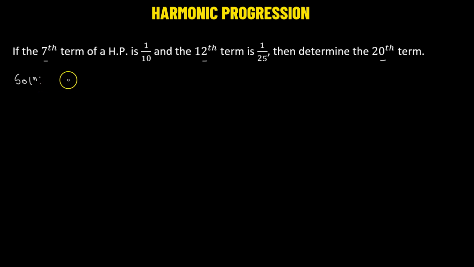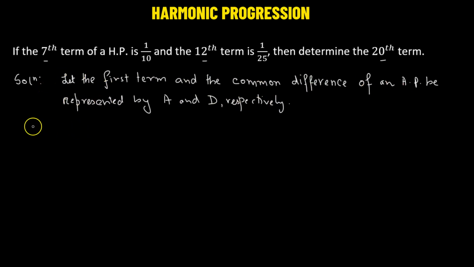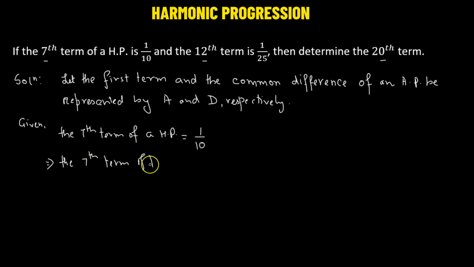difference will be specified. Now according to the problem, we are given the 7th term of our HP. Its value is 1 over 10. If we have the 7th term of our HP, then we can immediately also define the 7th term of the AP. The 7th term of the corresponding arithmetic progression is going to be the reciprocal of the 7th term of the HP. So the reciprocal of 1 over 10 is going to be 10.